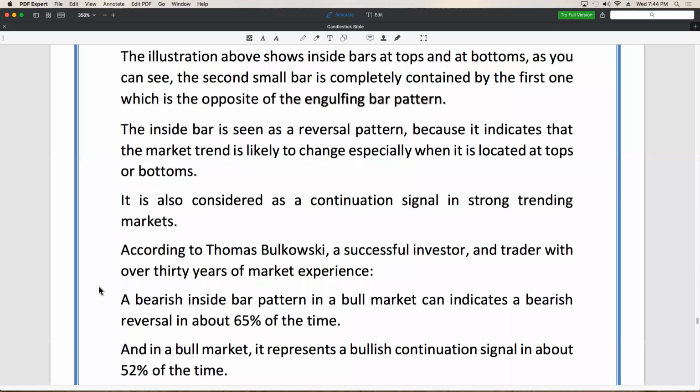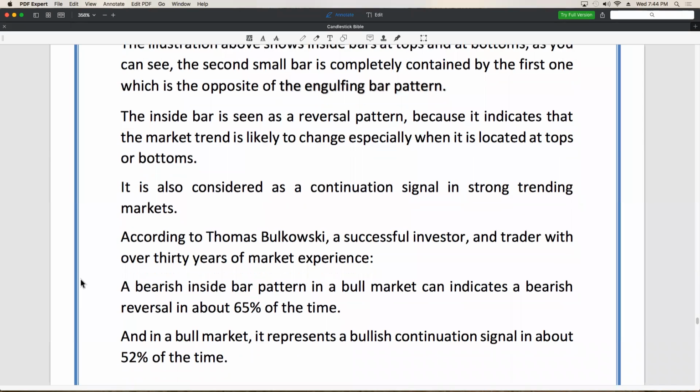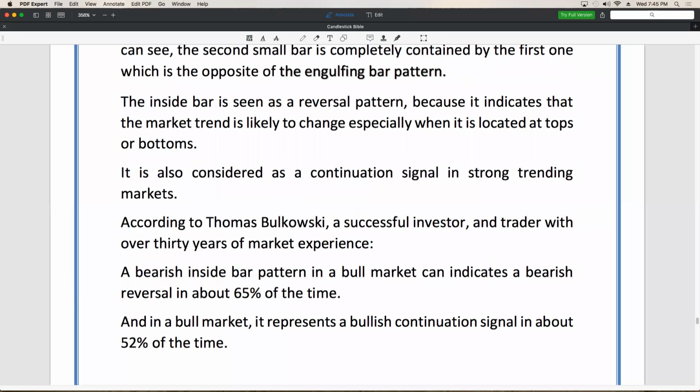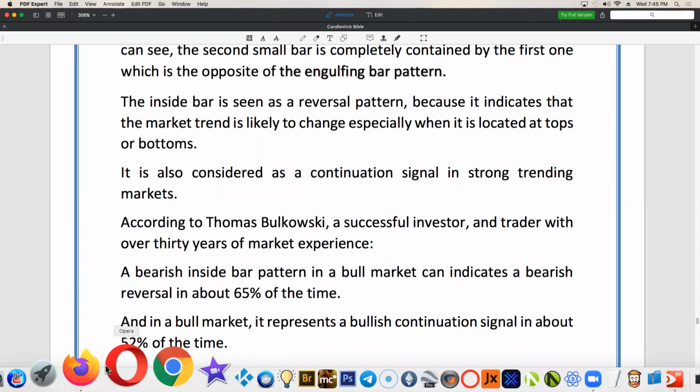According to Thomas Bulkowski, a successful investor and trader with over 30 years of market experience, a bearish inside bar pattern in a bull market going up can indicate a bearish reversal about 65% of the time. And in a bull market going down, it represents a bullish continuation going up signal about 52% of the time. Let's see if I can illustrate it on the chart.